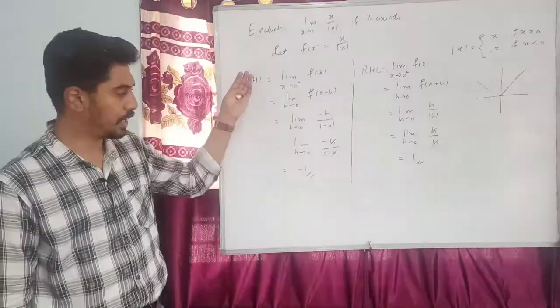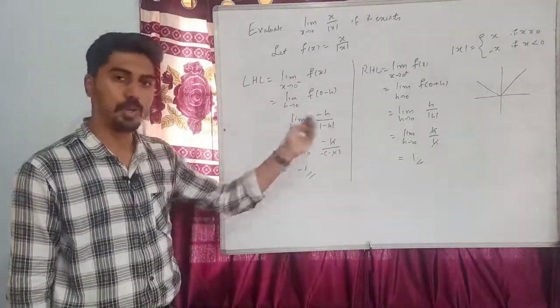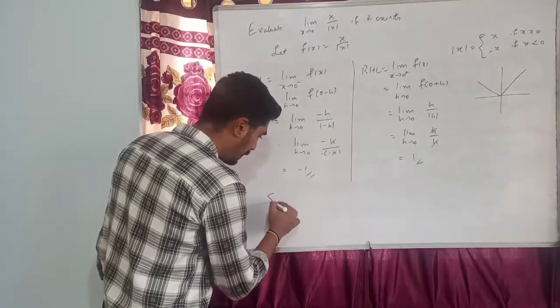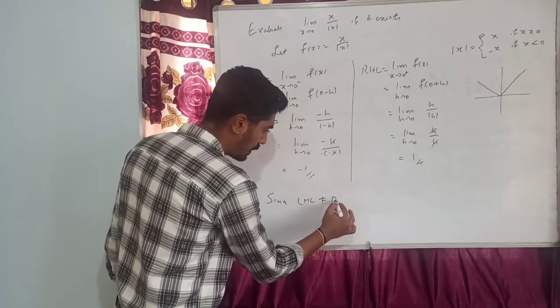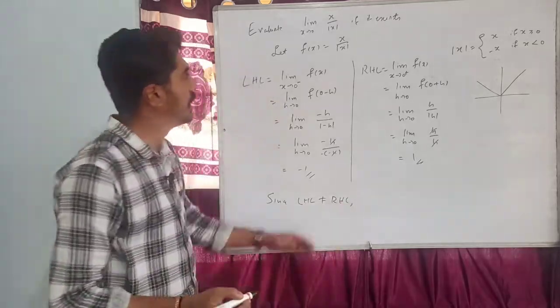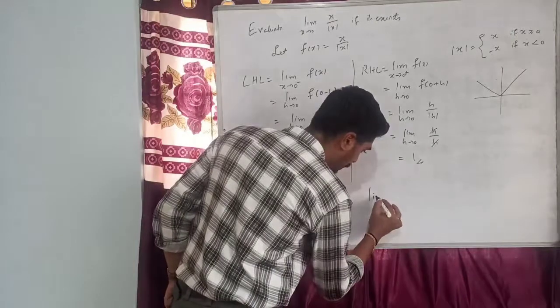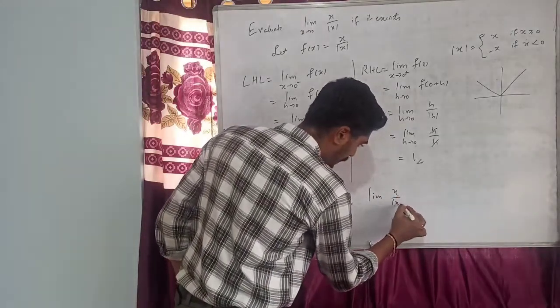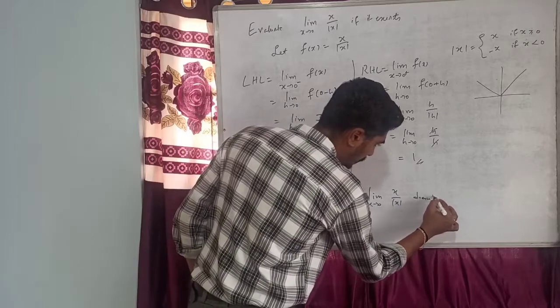Here I have LHL equal to minus 1, RHL is 1. LHL is not equal to RHL. Since LHL is not equal to RHL, the limit does not exist. Limit of x by mod x does not exist.